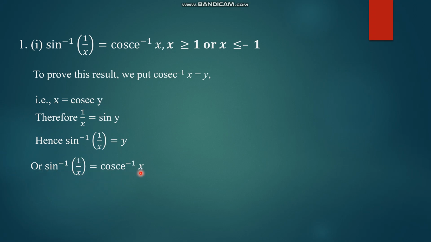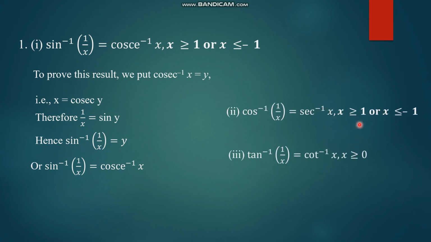So this is one of the easy proofs. Similarly, we can prove the other two, by taking secant inverse x as equal to y in one, and in the third proof we will take cot inverse x as equal to y. So this is the first set of results.